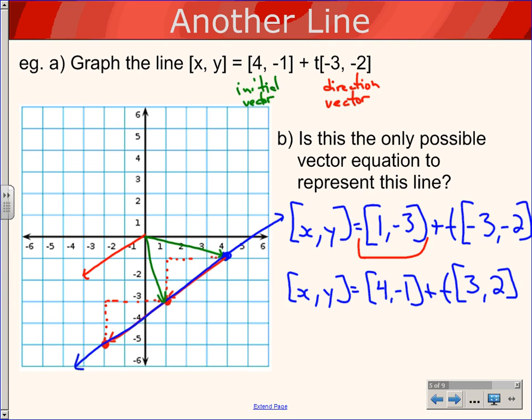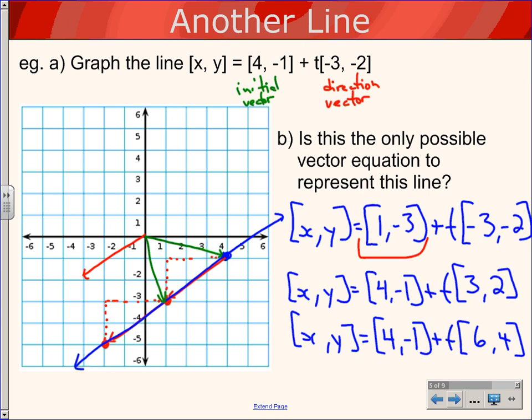So that still works. The other thing I could do, I'm not really sure why you'd want to do it in this case, but I could scale this up. I could make it 6, 4, right? That's still an equivalent direction vector. It's still moving the same way, so it still represents the line. Generally speaking, we're not going to go in that direction. We're not going to change the 3, 2 into a 6, 4. But if you have one that has a 6, 4 as a direction vector, sometimes it's worthwhile to reduce it and make it a little bit smaller.